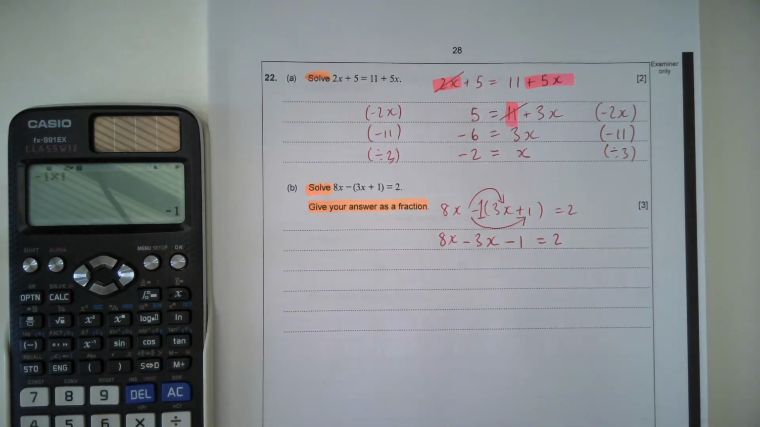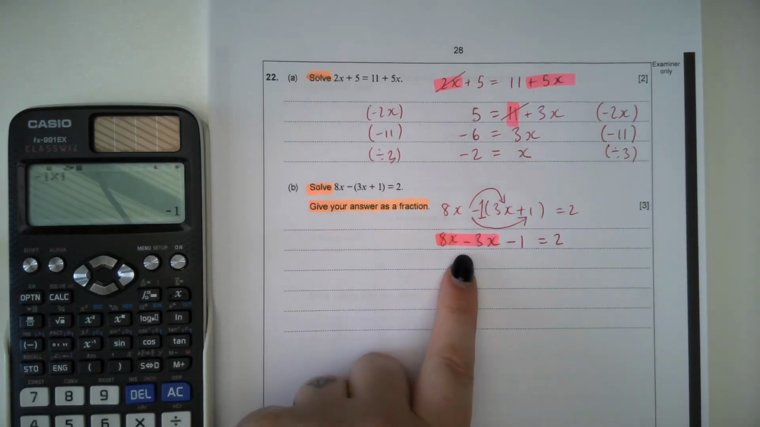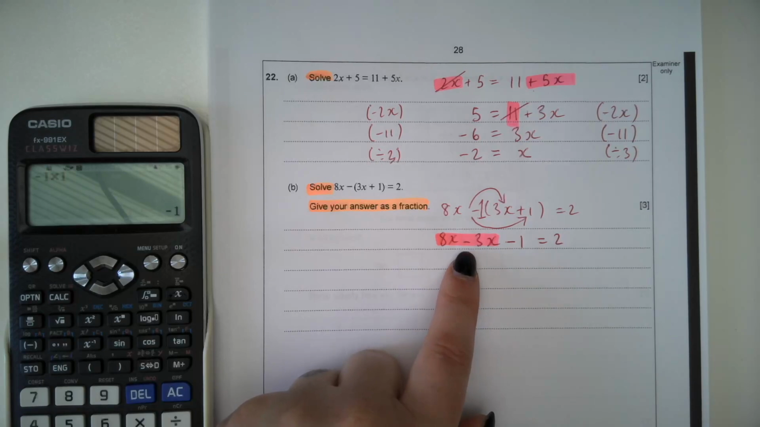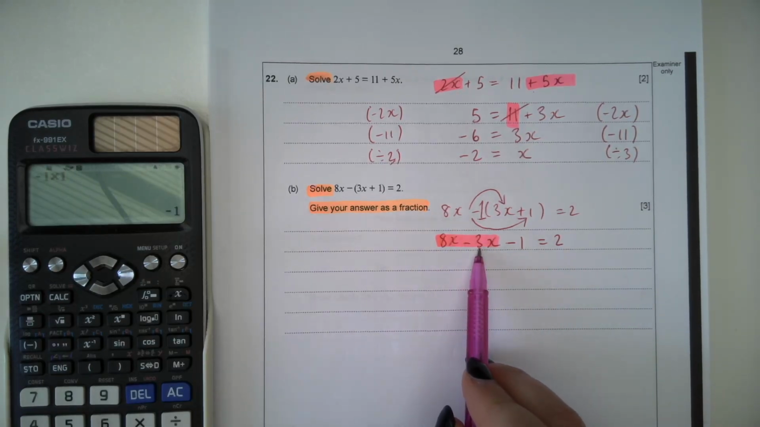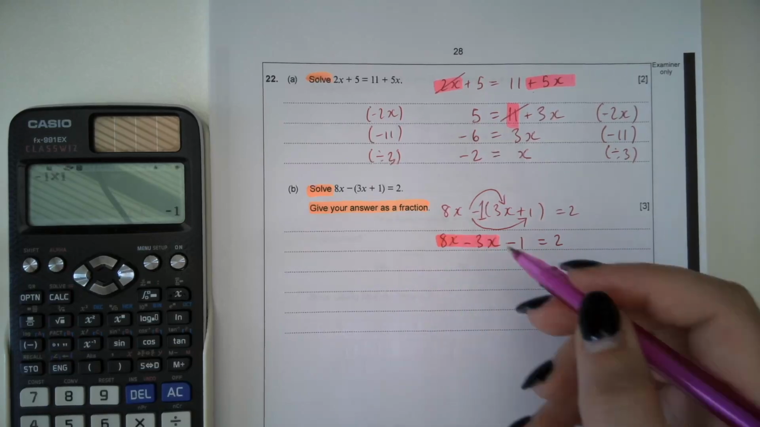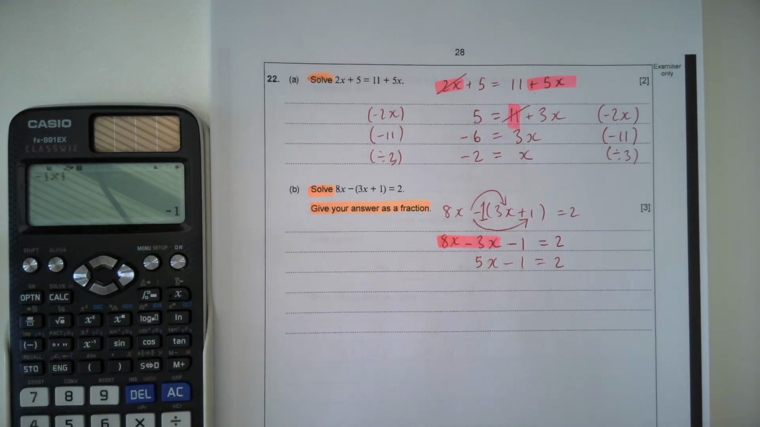I'm now going to collect like terms, guys. So I have two x terms here, remembering that the sign in front sticks with the term that it's attached to. So I'm doing 8x subtract 3x. 8 subtract 3 is 5, so that leaves me with 5x subtract 1 is equal to 2. Now I've got a two-step equation that I'm going to solve. I need to isolate x to solve for it.